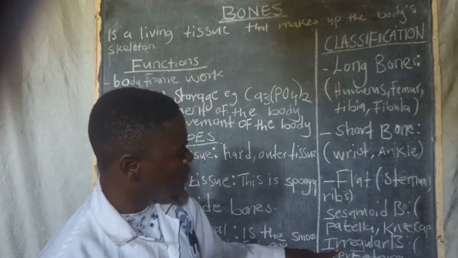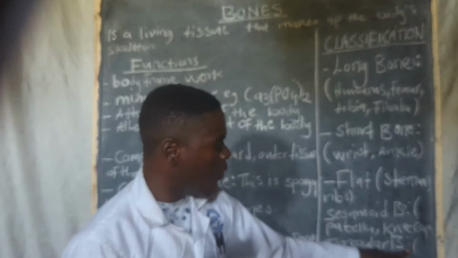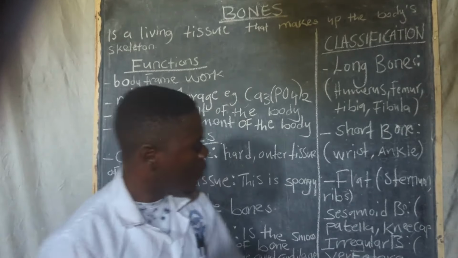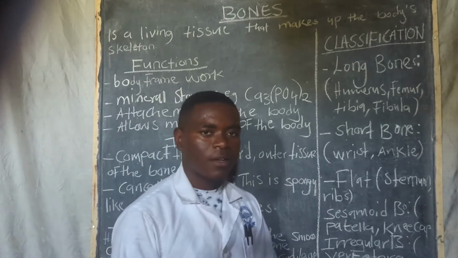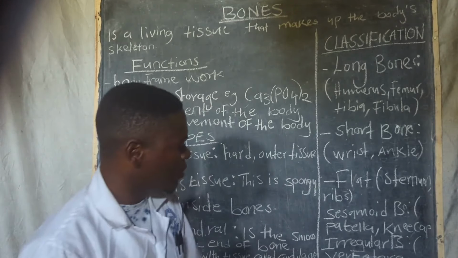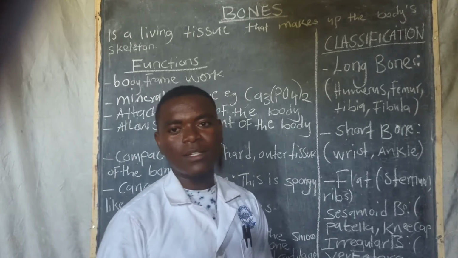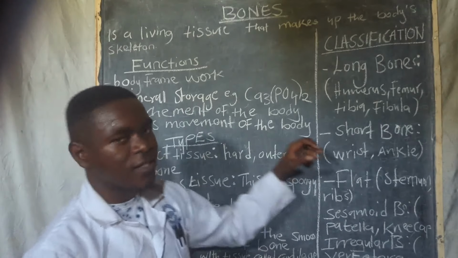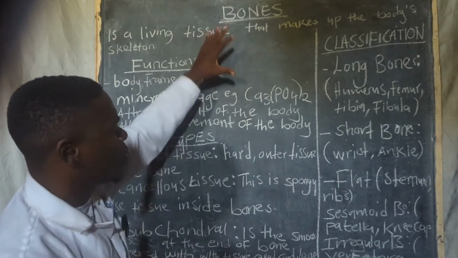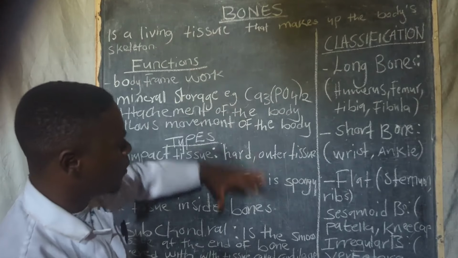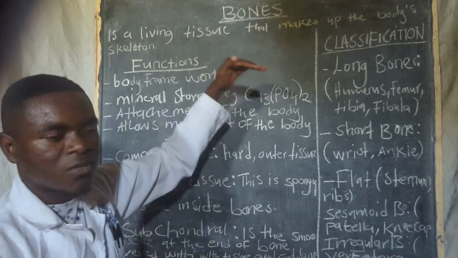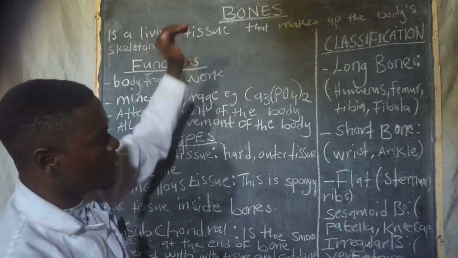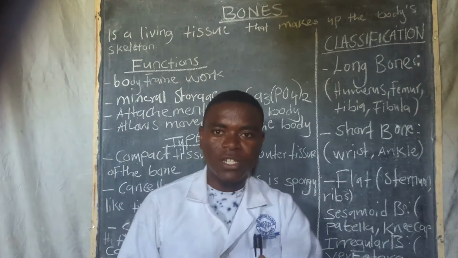Aside from that, there is also what we call the irregular bone. For an irregular bone, we have the vertebra, vertebrae. This is what you need to know. These are some of the things you need to understand when we are talking about bones. As a student, you are supposed to know these. This is what I just wanted to share with you.